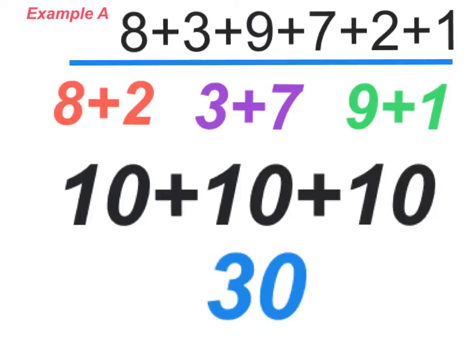So instead of doing that original problem, we're breaking this down by pulling the 8 in the beginning and the 2 as the second to last term, and the 3 and the 7, and the 9 and the 1. As we group them together, each of which adds up to 10, my problem comes out to be pretty basic, which is just 10 plus 10 plus 10.